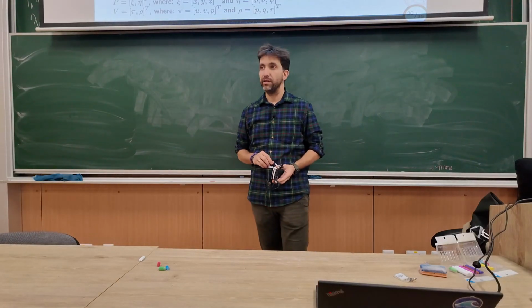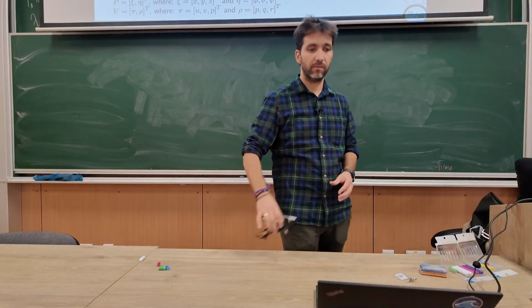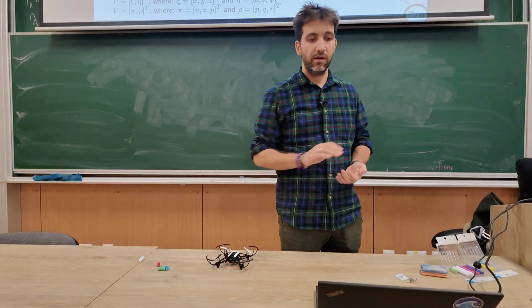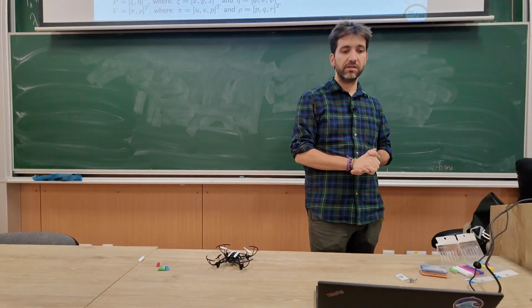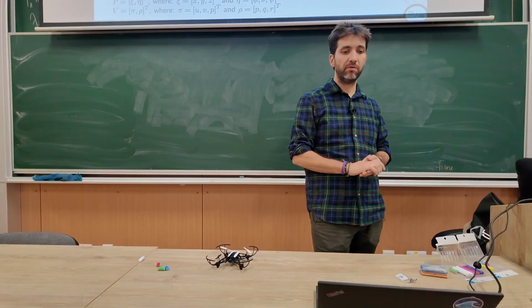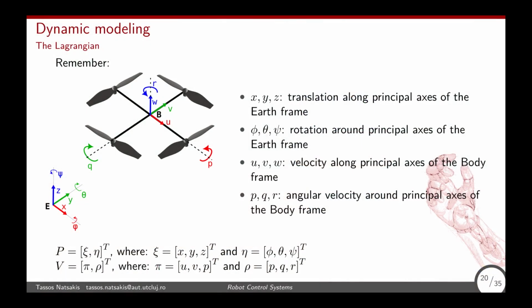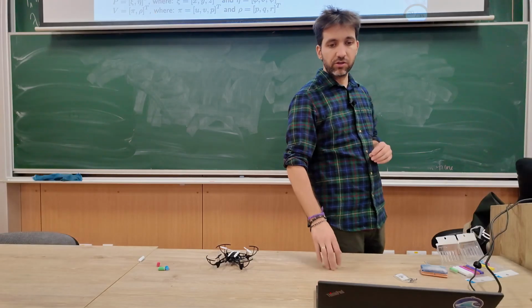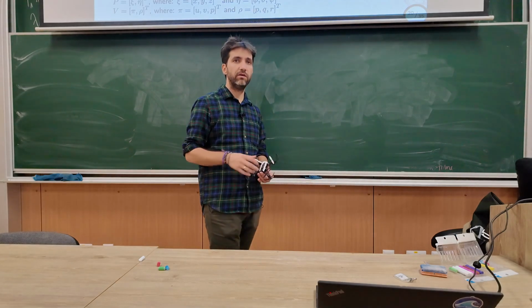Let's try to build the dynamic model now, now that we understand how this thing flies and what the inputs are. Reminder of the notation: X, Y, Z translations on the earth frame, phi, theta, psi rotations on the earth frame, U, V, W velocity, and P, Q, R angular velocity on the body frame, right? Xi translations, eta rotations, P linear velocities, rho angular velocities. Right.